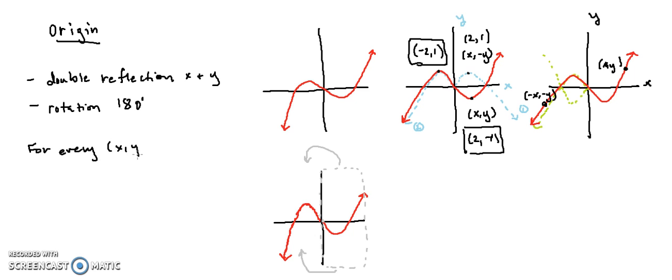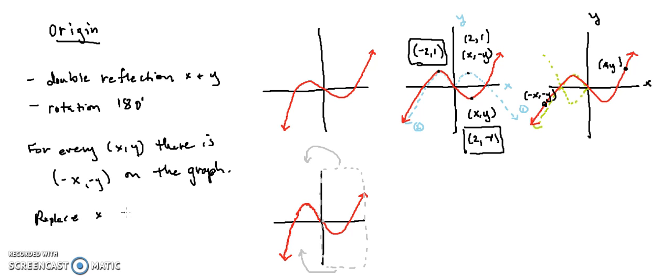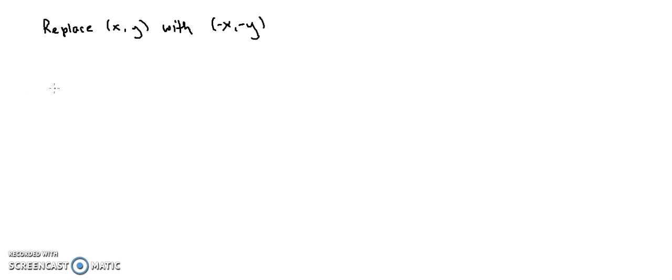For every xy, there is -x, -y on the graph. So this time we need to replace x with -x and y with -y at the same time. So the same thing that we saw before, but we're replacing both of them. So looking at equations to test them with symmetry to the origin, we're looking to replace xy with -x and -y at the same time.